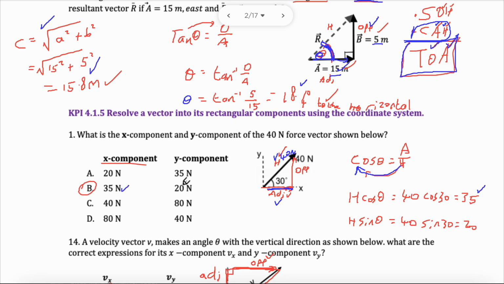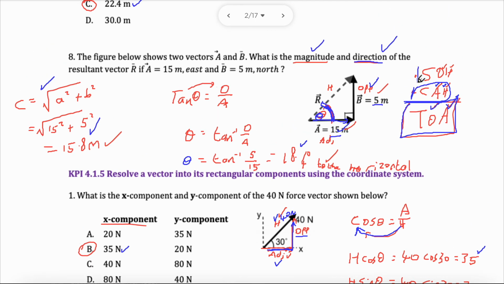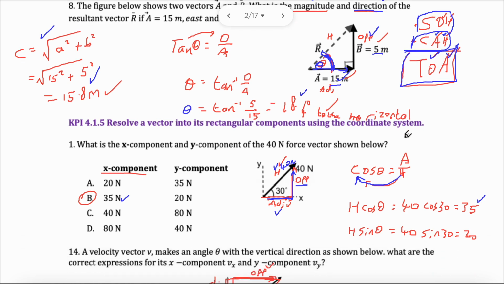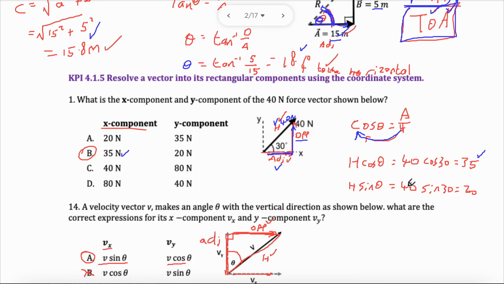But let's check the Y component just to be safe. The Y component is here. This is upwards. This is what? This is opposite. Opposite and hypotenuse. OH, that is sine of the angle. I'll directly write H sine theta. This was H cos theta. This will be H sine theta. 40 sine 30, which is 20 in this case.